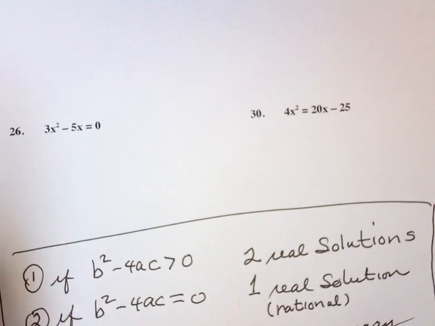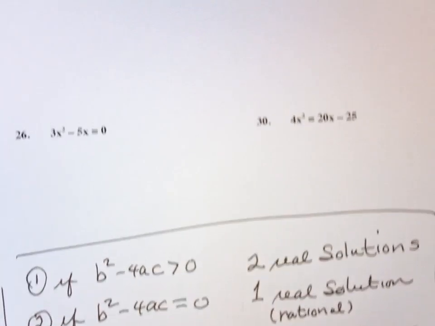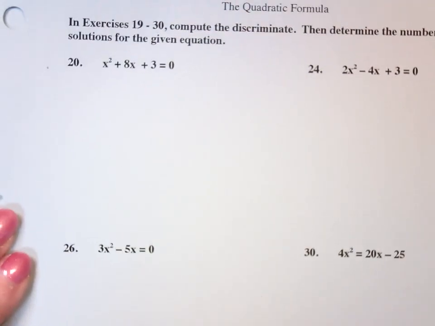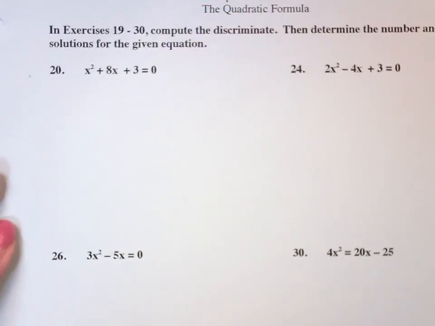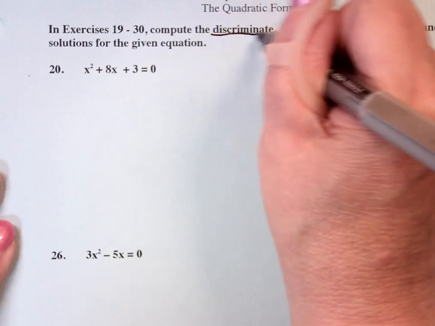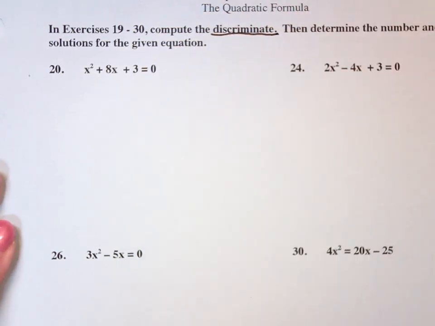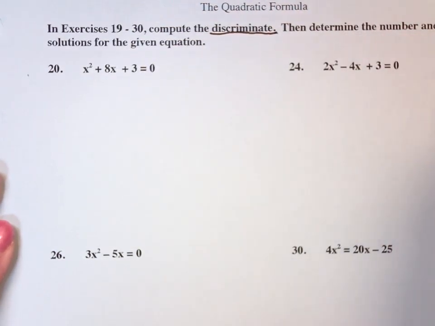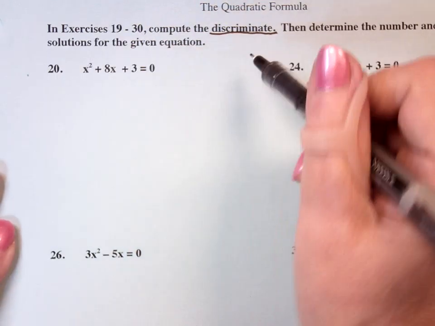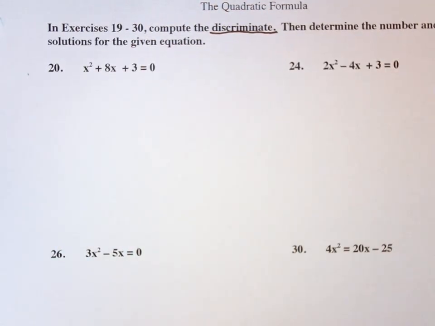So now we go to the top of the page and work the problems. It says compute the discriminant. That's the only thing that's under the radical. Determine the number and type of solutions for the given equation. In other words, I have two real, one real, or two imaginary.